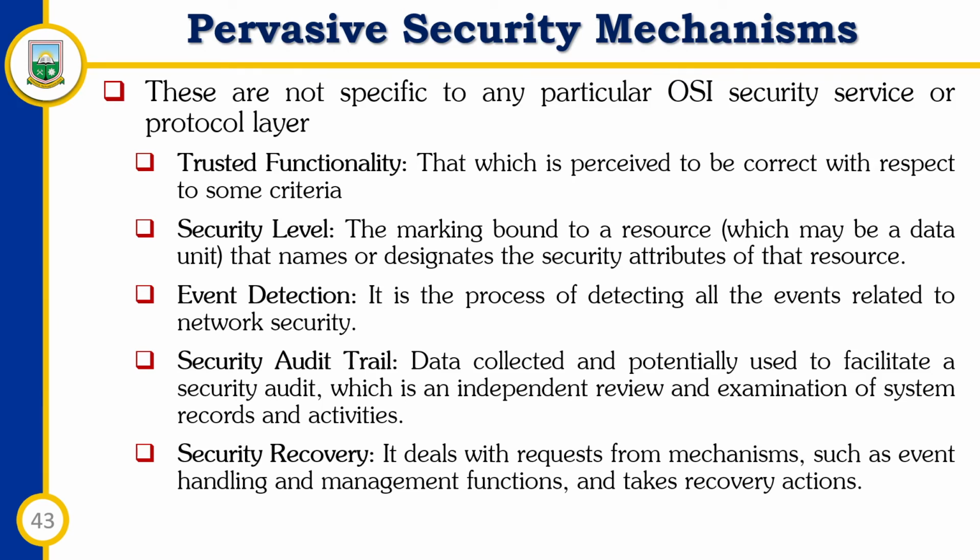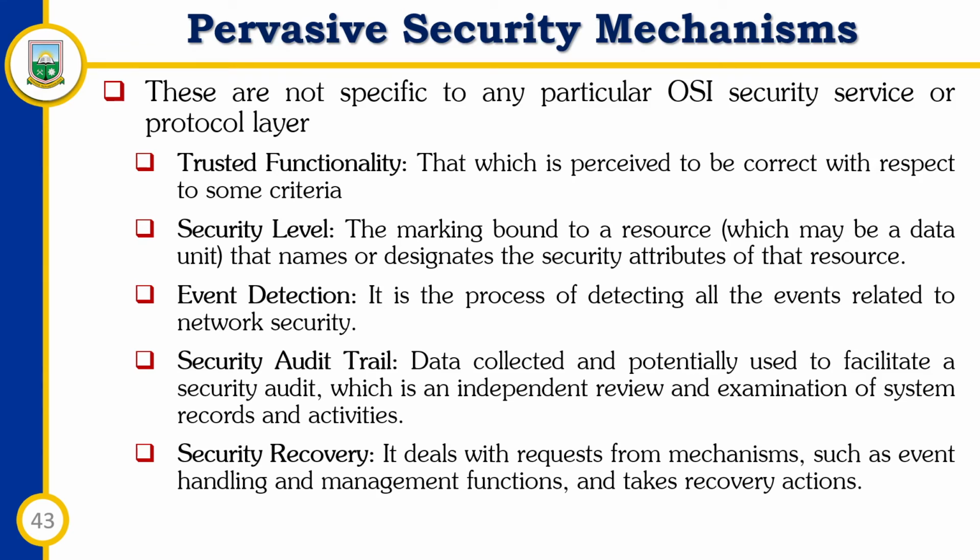So these are other security mechanisms, which are pervasive security mechanisms. Trusted functionality is one of them. The second one is security levels. When we have system resources which may have security levels or labels associated with them, an example is finding ways to indicate the sensitivity level.